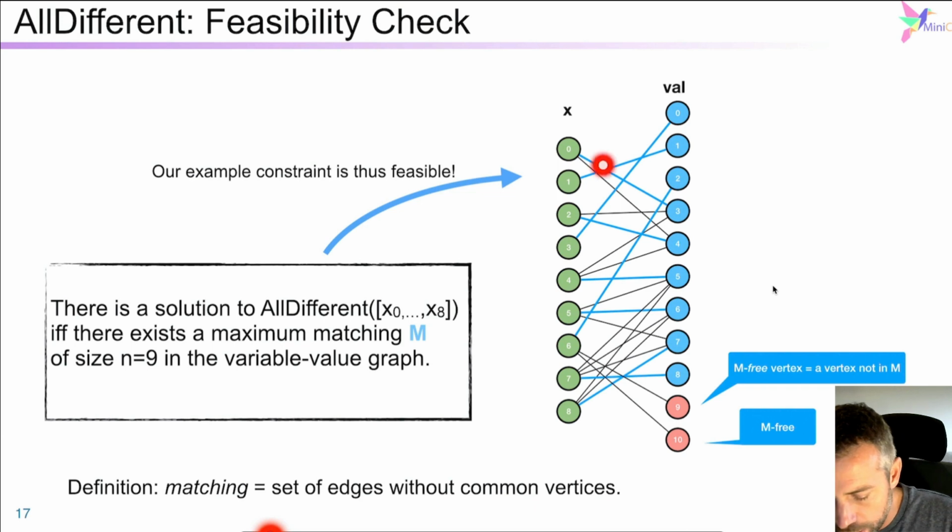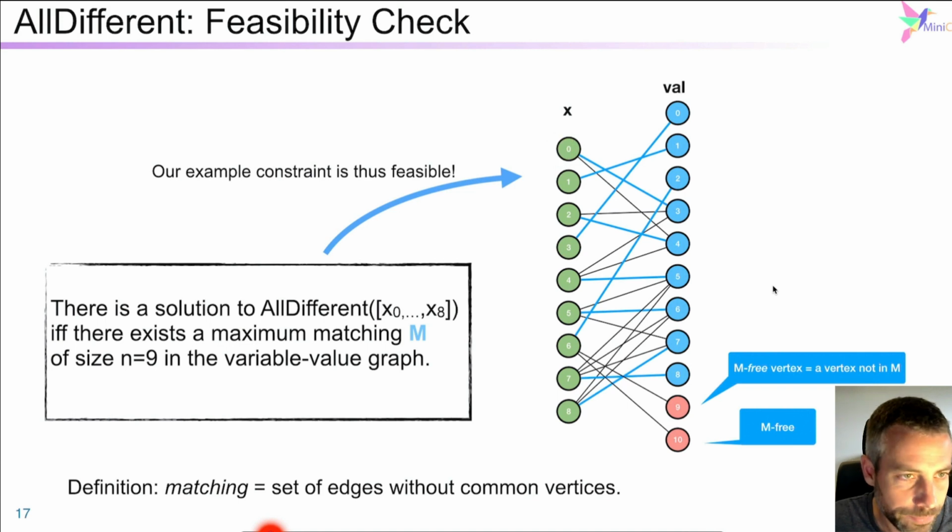Okay, so the blue edges that I have selected there is a maximum matching. Okay, you see that there is no two node with two incident blue edges, right? Every node in this graph, in this solution, have a blue incidence of exactly 1. Okay, and so that's a maximum matching in the variable value graph. If the cardinality of this maximum matching is equal to n, the number of variables, then we know that there is a feasible solution to the AllDifferent constraint. So we shouldn't fail at least. Okay.